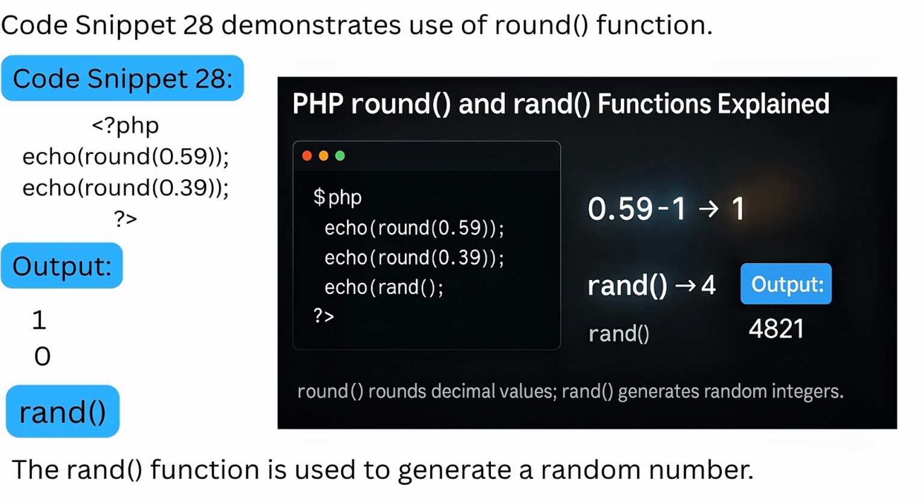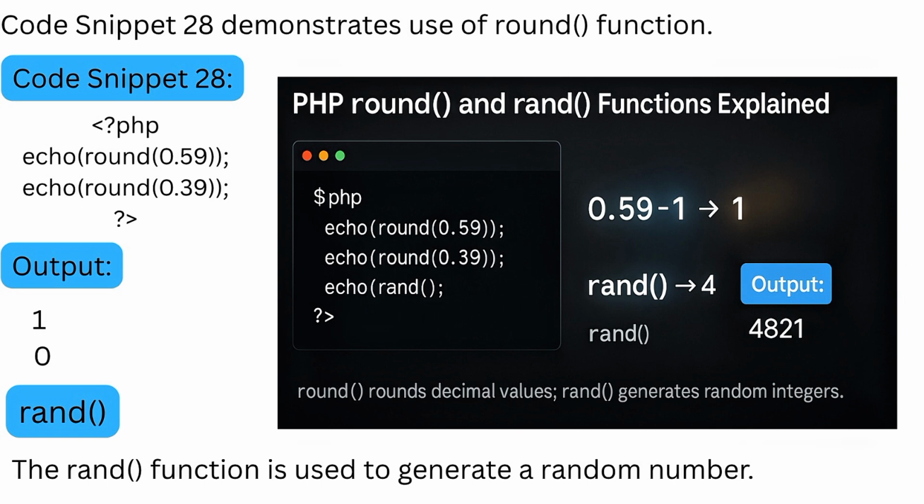Now, in the same image, we also see another function, rand, spelled as RAND with open and close parentheses. The rand function is used to generate a random number every time the code runs. This means each time you execute the program, you'll get a different random integer as the output. For example, when you write echo, open bracket, rand, open and close parentheses, semicolon, PHP will generate a random number such as 4,821 or any other value depending on the system's random generator.